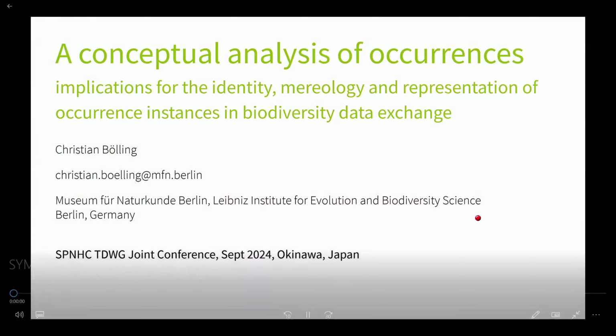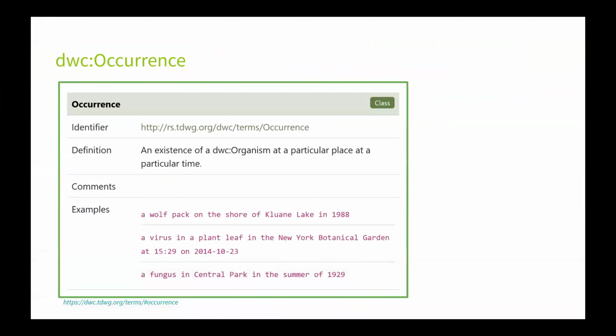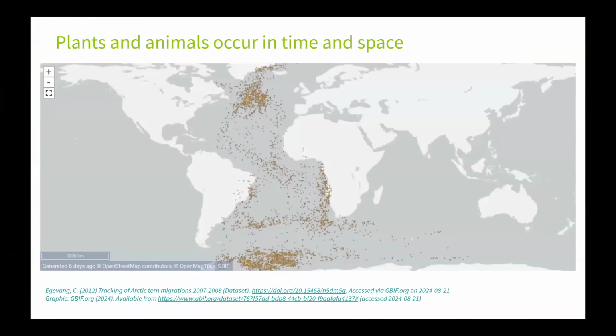Darwin Core Standard defines occurrences as an existence of an organism at a particular place at a particular time. Setting aside the fact that the term organism has a technical definition in Darwin Core, the concept of plants and animals, biological individuals in general, occurring in particular places at particular times is part of our ordinary, everyday experience of the world around us. Various methods of inquiry are employed to record such occurrences, ranging from unaided visual observation to sophisticated methods of environmental DNA analysis.